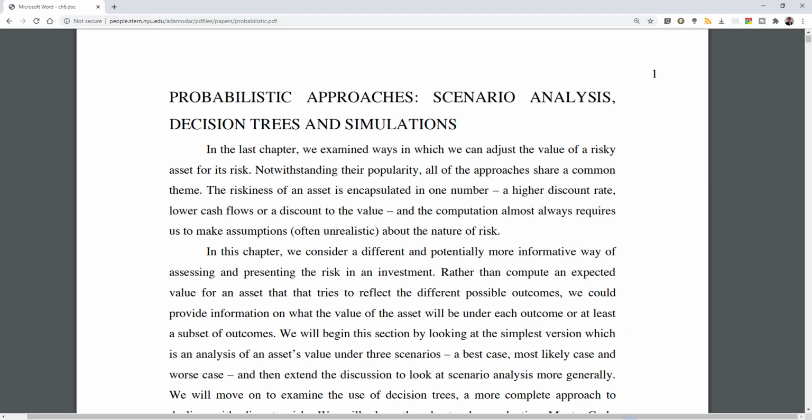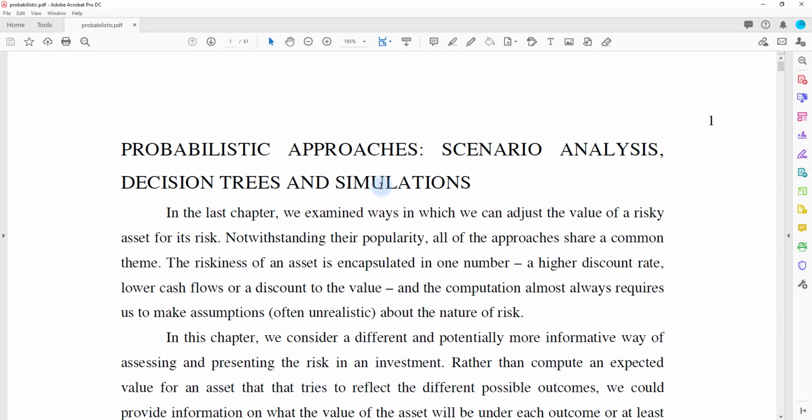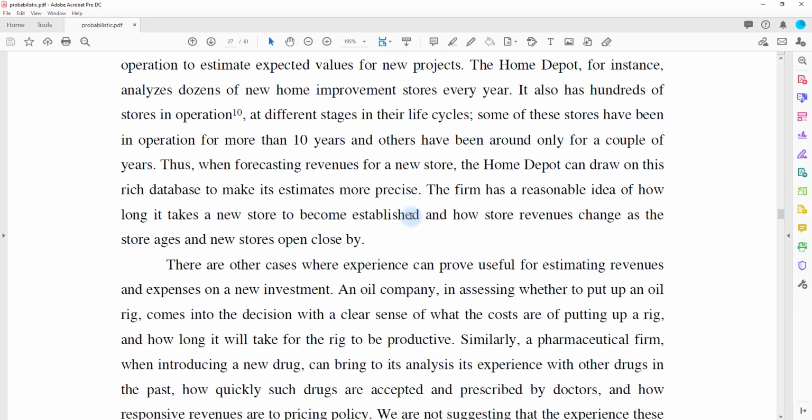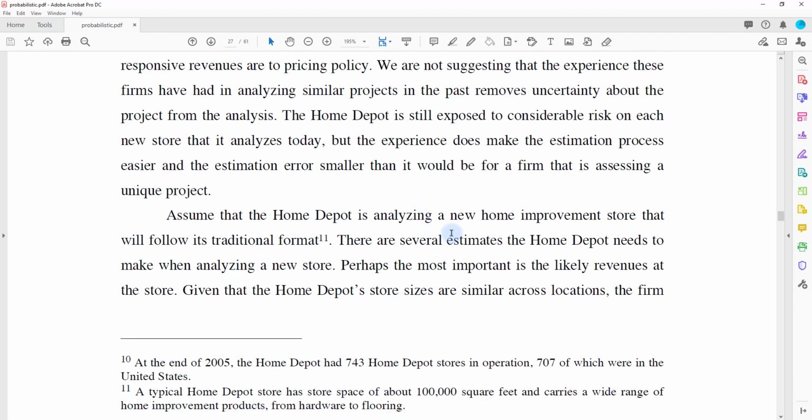I'd like to jump over to the PDF version because it's easier for me to highlight. So I'll jump to page 27. In this case, Damodaran used an example of a simulation where Home Depot wants to open a new store that is similar to their traditional format with very similar sizes. And this new store is going to last for 10 years. So that's the operating horizon.